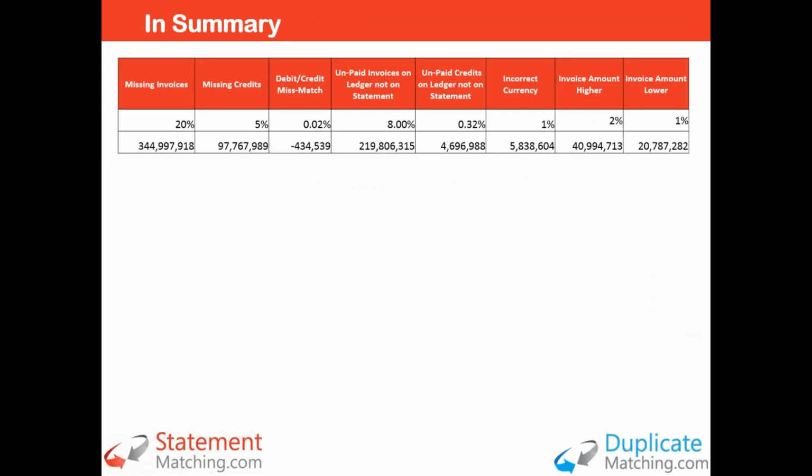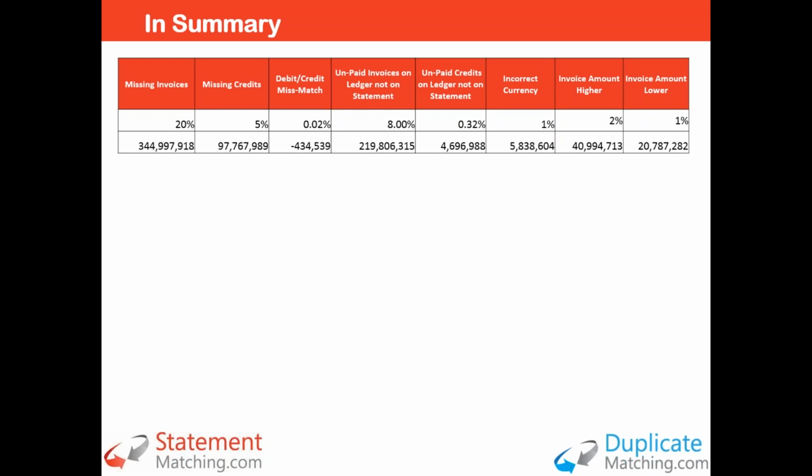So in summary, what I've done is I took all of the data that you've seen on the previous slides, and I did some averages. The average is 20% of the outstanding statement value is missing invoices, which equates to 344 million. I've got 5% of the current statements had missing credits, which was a value of 97 million. And then you can see the other figures as we go across.